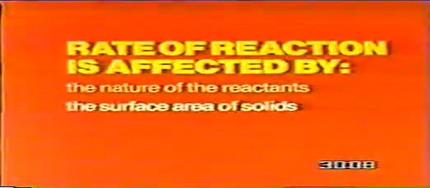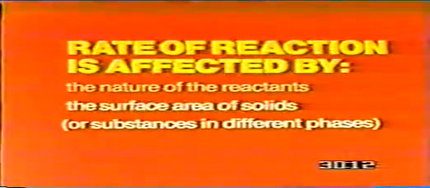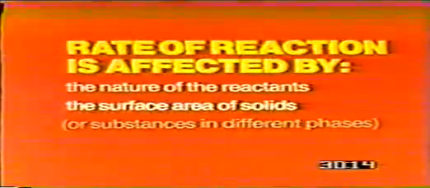Eventually, if the lump of coal is converted to tiny dust particles, the surface area available for reaction with oxygen is increased tremendously, and the reaction rate is so rapid that an explosion results. Surface area is significant when solids, or substances in different phases, are involved in a chemical reaction.